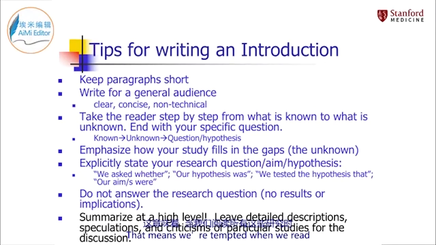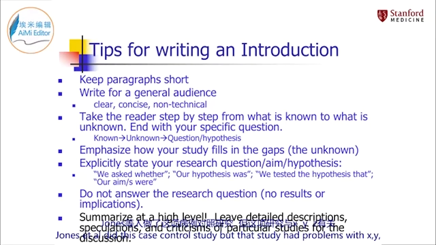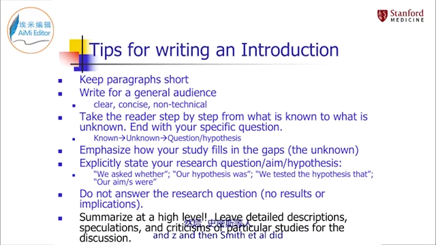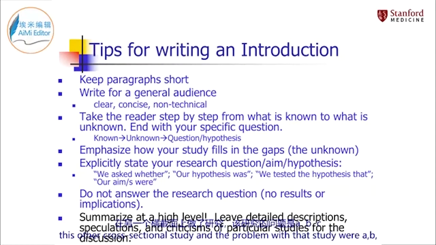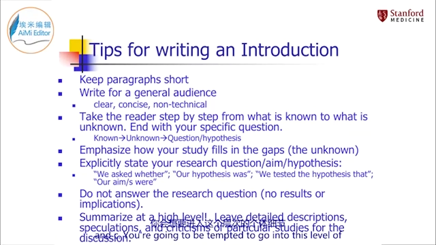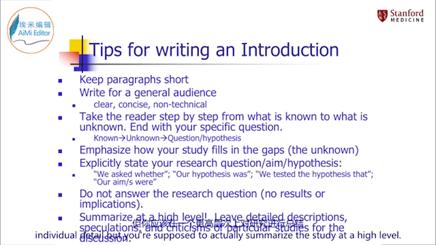That means we're tempted when we've read all these studies to go into details about each individual study. For example, you might say, Jones et al. did this case control study, but that study had problems with X, Y, and Z. And then Smith et al. did this other cross-sectional study, and the problems with that study were A, B, and C. You're going to be tempted to go into this level of individual detail. But you're supposed to actually summarize the study at a high level.